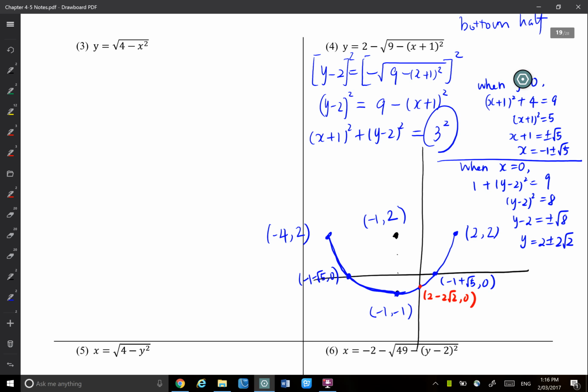Last 3 exercises. So let's go to the easier one. Okay, that's the easier one. So y equals 4 minus x squared. Okay, again, how can we distinguish whether that's a half circle or a square root function?